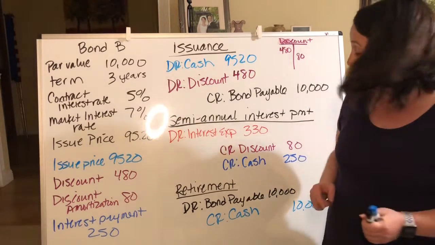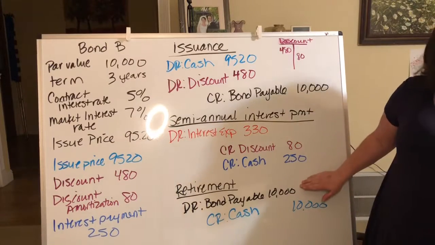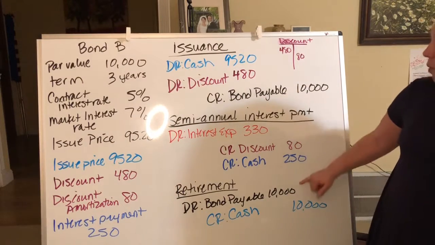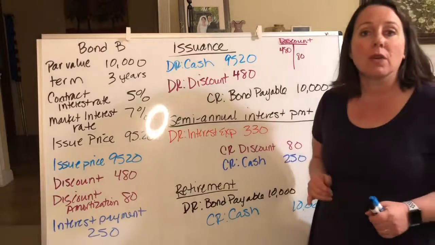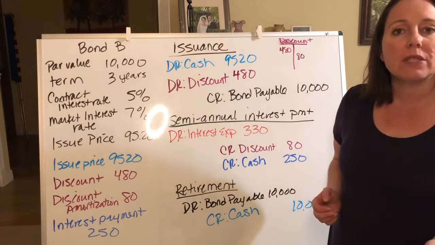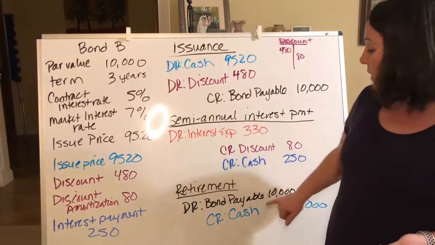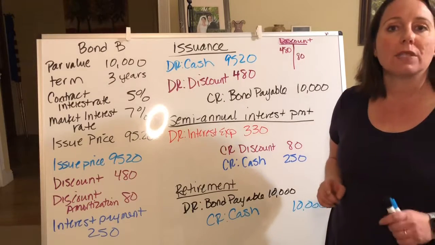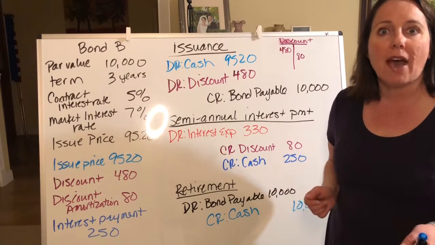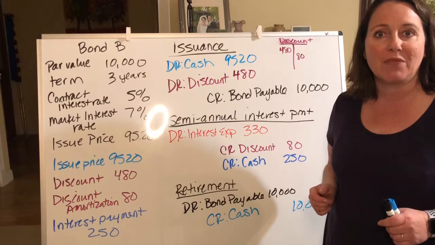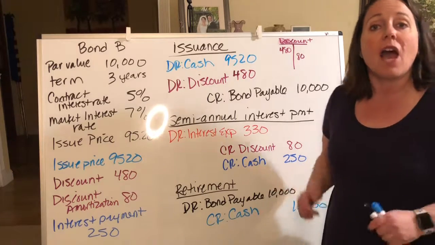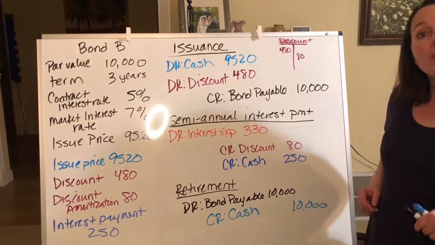In fact, if you notice, every time we touch bond payable, it's always at par value. The discounts and the premiums, they always go into different accounts, but every time we touch bond payable, it's always at par value. Great note to have, great way to remind yourself so you don't get confused on the numbers. All right, I'll give you a minute to look at this and then we'll move on to bond C.